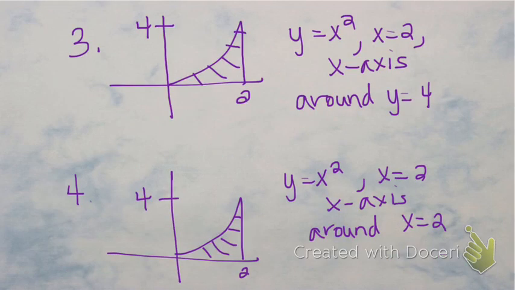And then you have 2 problems to try. Both of these pictures are the same. We're using y equals x squared, x equals 2, and the x-axis as the boundaries. On number 3, I wanted you to go around y equals 4. And on number 4, I want you to go around x equals 2. And I just want you to set it up, figure out what it would look like set up. And if you want to go ahead and get the answer so we can check them, that would be great.